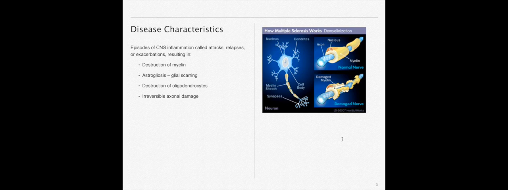But let's talk a little bit more about the real world implications. So we know that our nerve bundle is surrounded by myelin in the central nervous system, that is, and multiple sclerosis impacts the myelin significantly. So what happens is we have a destruction of the myelin. We have scarring, which is called astrogliosis, and that's actually scarring down of the glial tissues. Then we have destruction of the oligodendrocytes, ultimately leading to irreversible axonal damage.